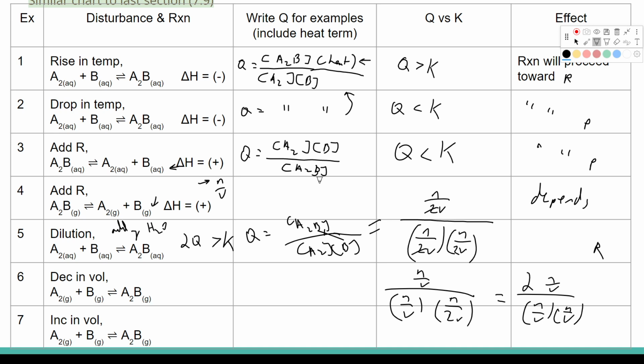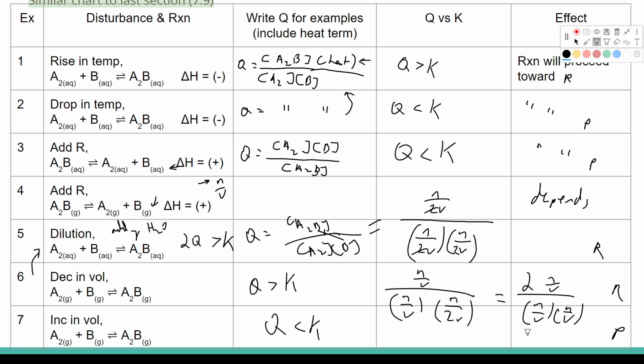So, you do the same thing with the N divided by V thing. So you can do it exactly how I did the dilution example. I'm not going to show that again. So I'm just going to say Q is greater than K. And so since Q is greater than K, we're going to go towards the reactant. Cool. And then I could do the same thing for increasing volume here. I could show my work similarly to this one. I'm not going to because it's the same situation. So the Q versus K, it's going to be Q less than K. And so since Q is less than K, we're going to go towards product.